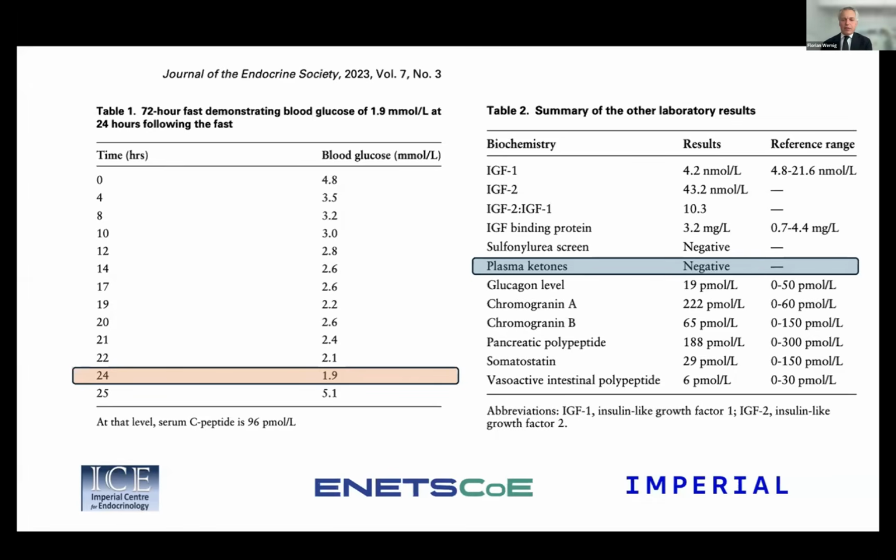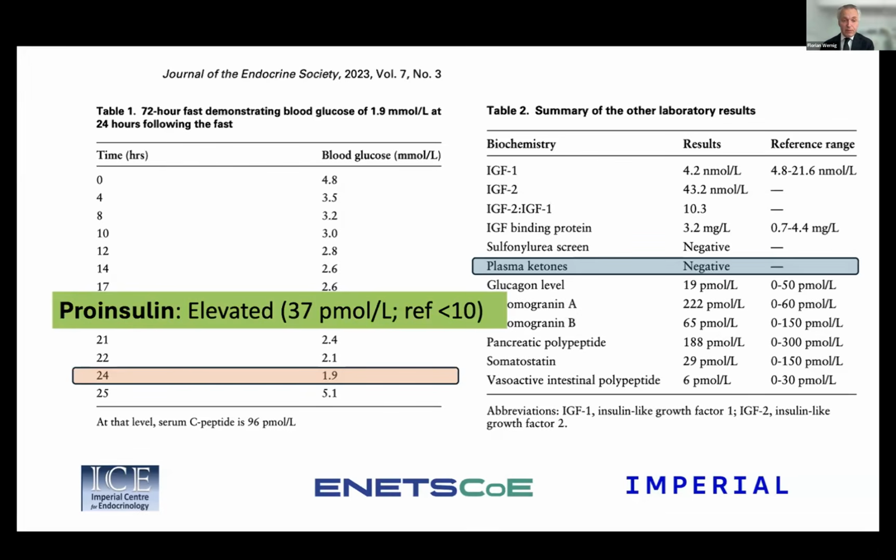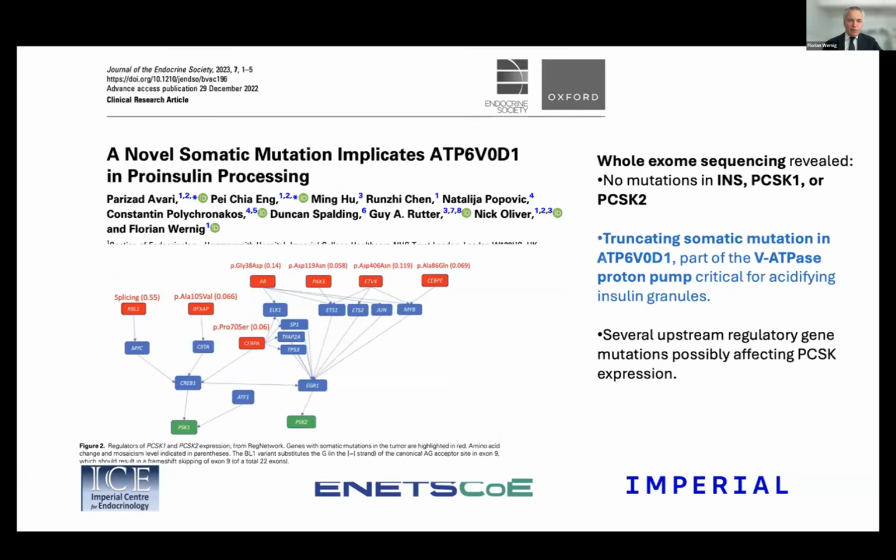We also then checked her proinsulin level, although one would expect her insulin level also to be elevated if proinsulin was elevated. However, surprisingly, the proinsulin level was significantly elevated with a fully suppressed insulin. So this was unusual, and we therefore wanted to analyze this further and carried out whole exome sequencing, which did not reveal any mutations in the PCSK1 or PCSK2 genes, which are usually involved in glucose homeostasis.